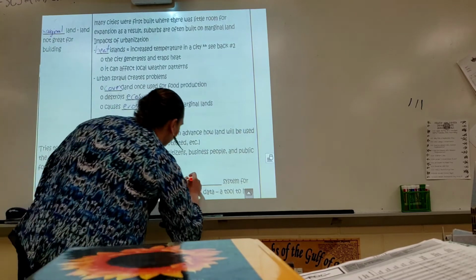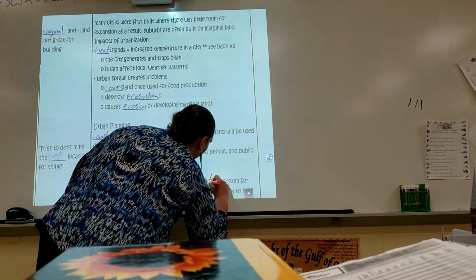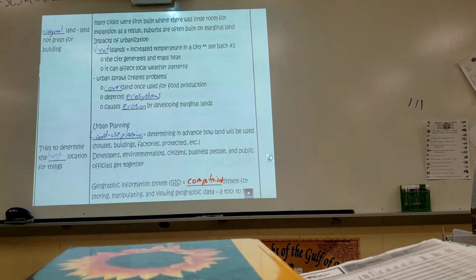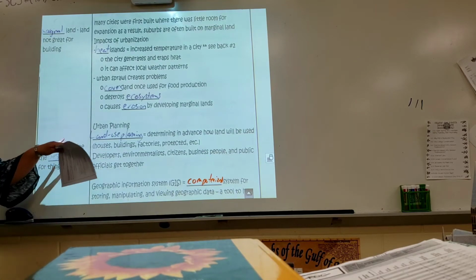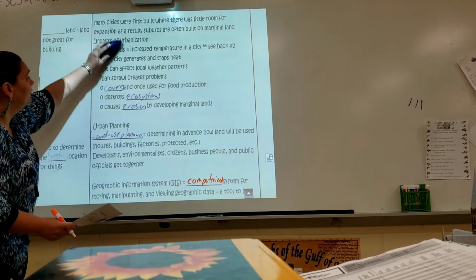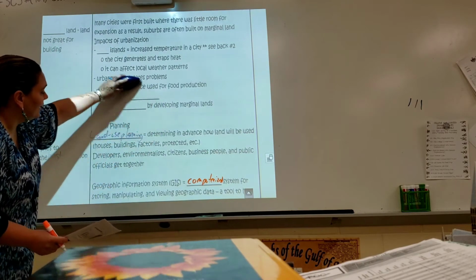It's a computerized system for storing, manipulating, and viewing geographic data. It's a tool to help with land use planning. All right? I'm going to erase, and slide this up.